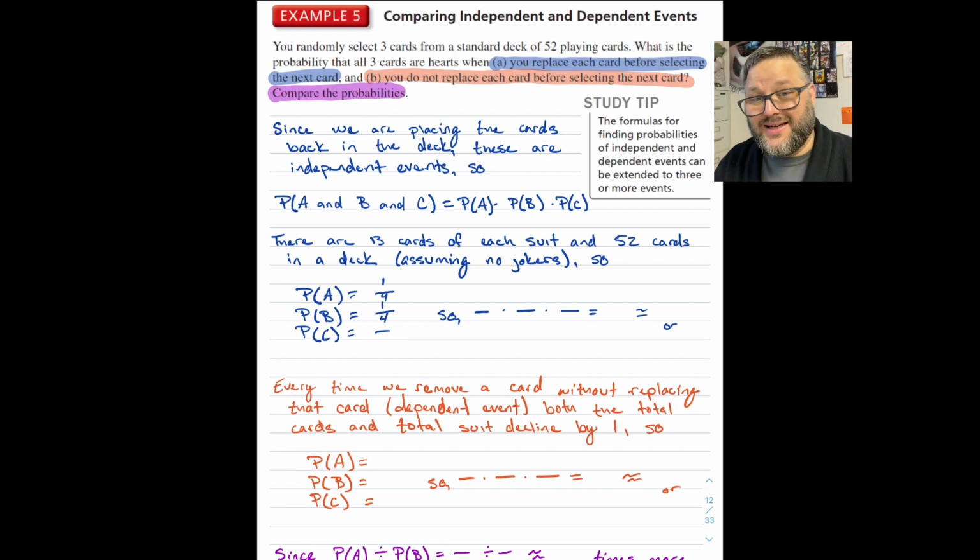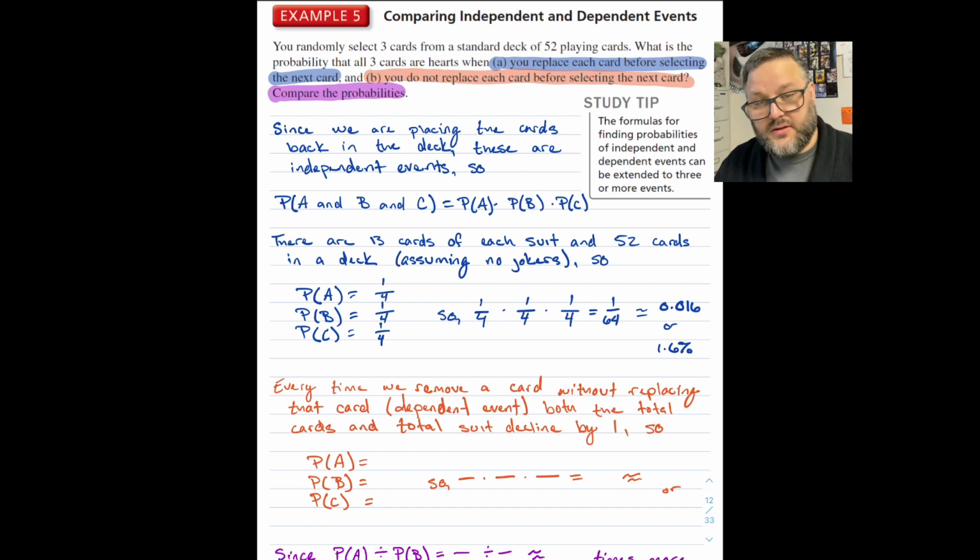And we do that again. We put the card back, we draw again, there's still 13 hearts, and there's still 52 cards, so we get 1/4. So 1/4 times 1/4 times 1/4 is the same thing as 4 cubed. Now that's 1/64. Now that is about 0.016 or 1.6% chance of pulling a heart out of a deck of cards, putting the card back, pulling another heart, putting it back, pulling another heart. We have a 1.6% chance.